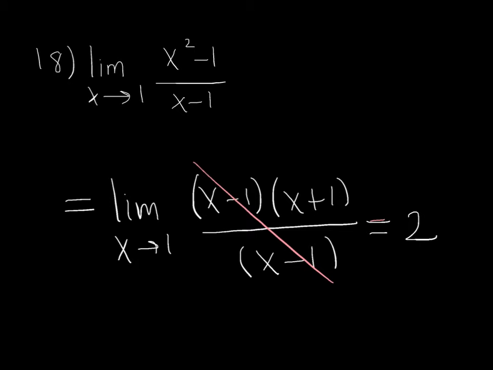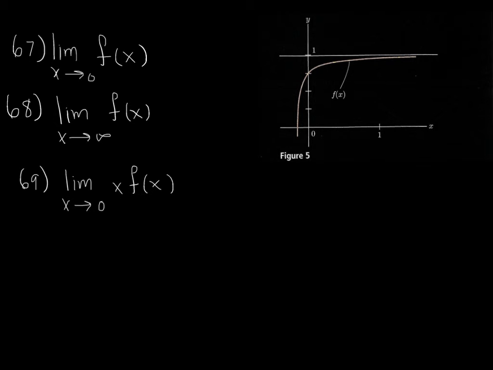And now we're going to move on to 67, 68, and 69. For 67, 68, and 69, we're going to be evaluating the limit of this function using the graph. So let's go ahead and start with number 67. We would like to look at the limit as x approaches 0 of f of x.